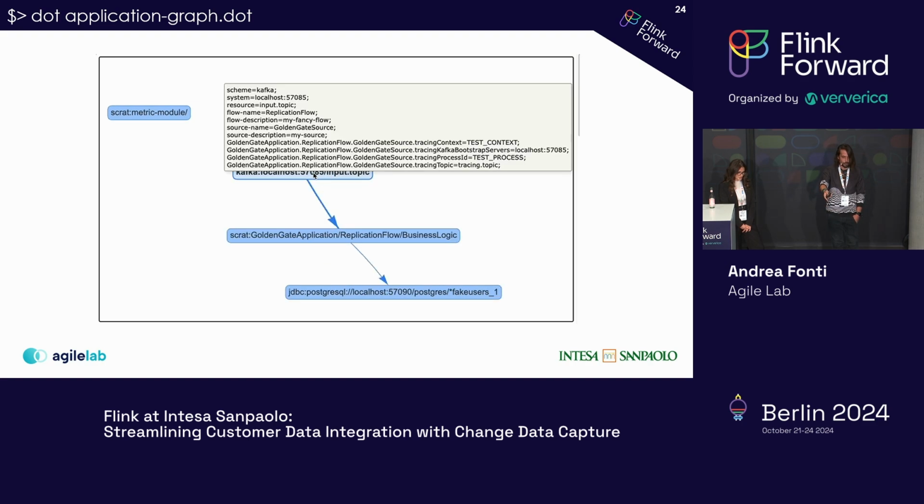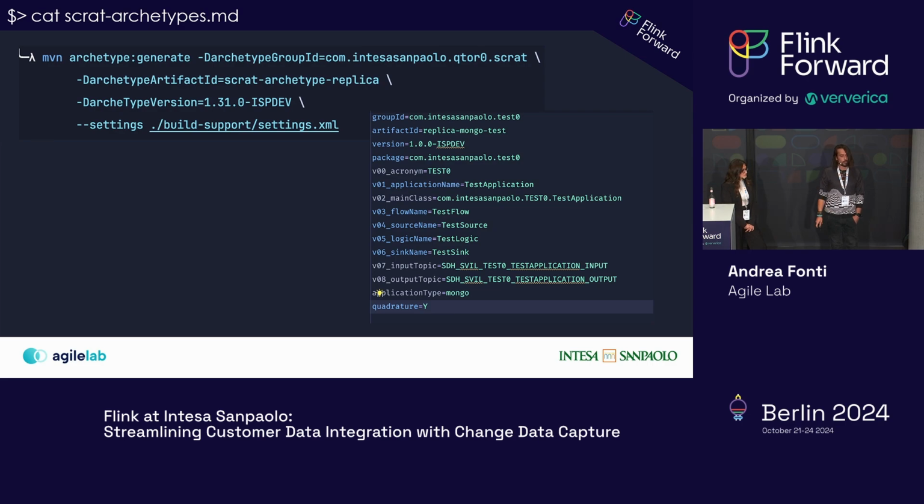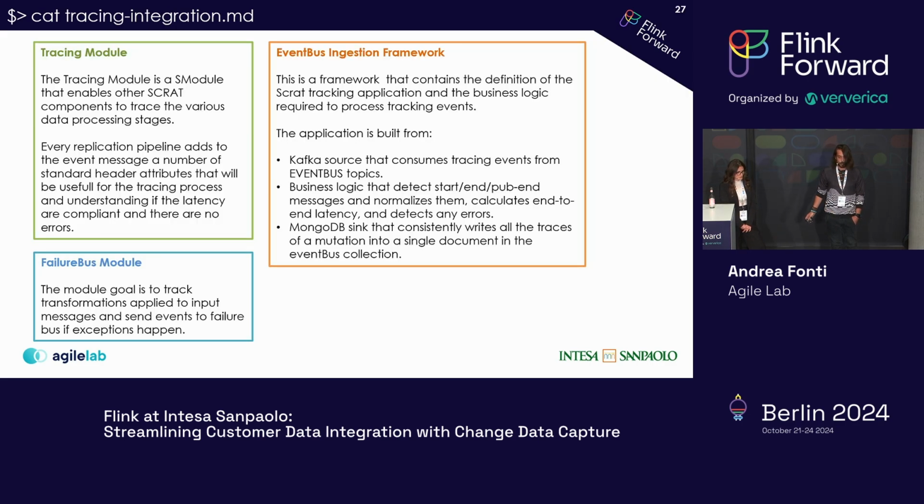You see also configurations. Then we built some Maven archetypes, since a lot of these jobs are quite standard. We have a simple archetype, an advanced one, and a replica archetype that is mostly configuration-driven. Just render that, and you have a kind of microservice in the streaming land that will do replica. So just configure your archetype and generate your application.